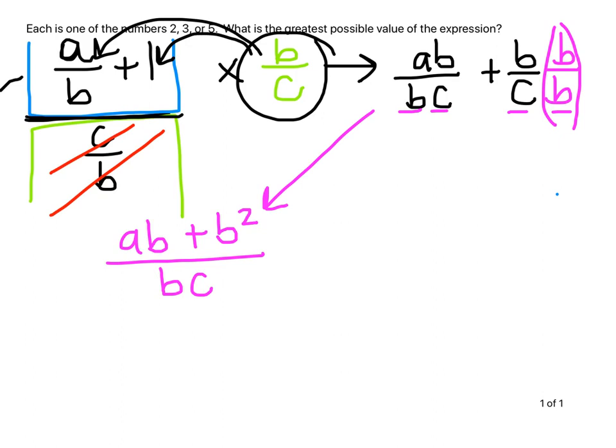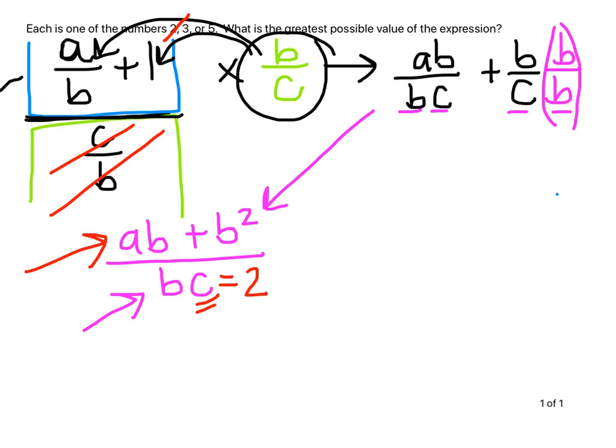And now we want to plug and chug. We have 2, 3, and 5 as our options. So we're thinking to have the greatest possible value, we want the smallest possible denominator and the largest possible numerator. That means that our smallest value we want to put with c since it's solely on the bottom. So we're going to make c equal to 2. That leaves us 3 and 5.